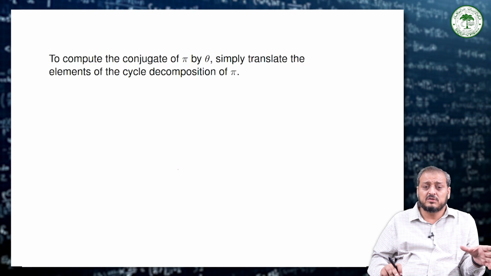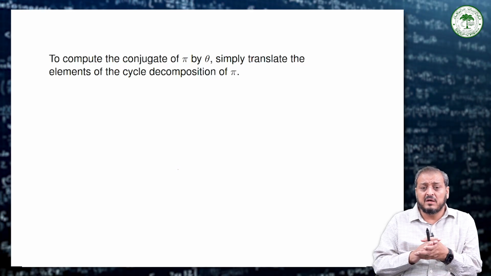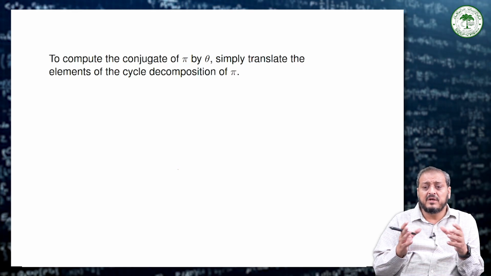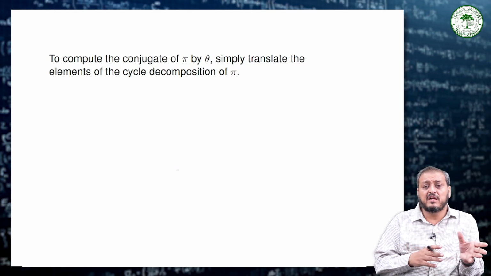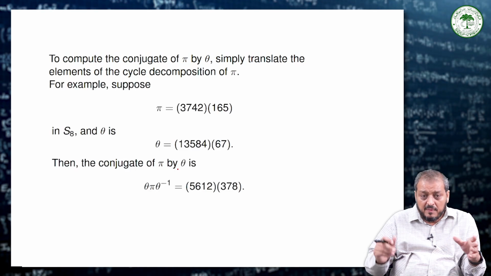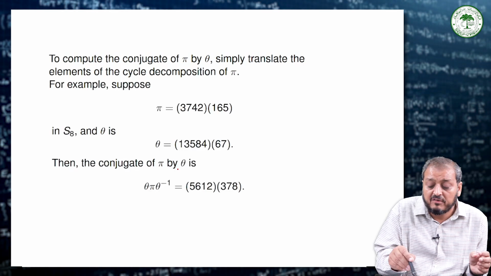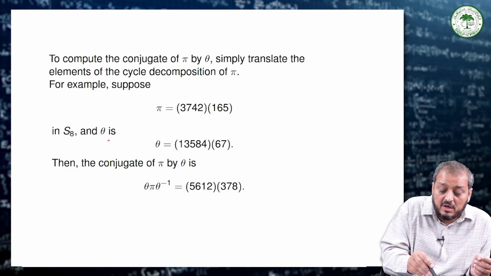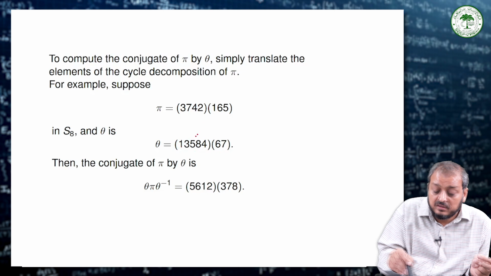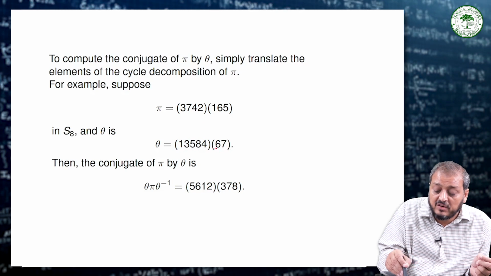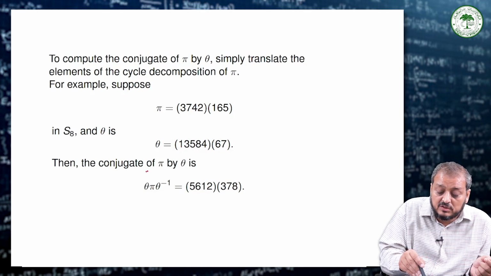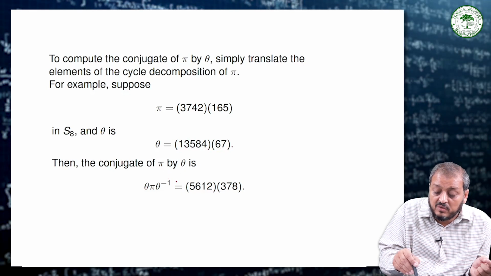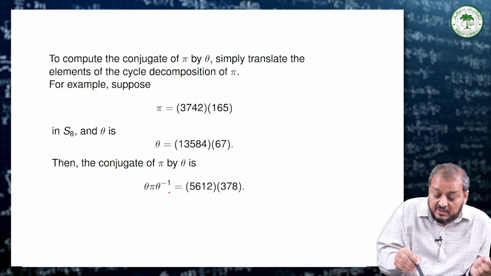Okay, so now to compute the conjugate of pi by theta, we simply translate the elements of the cycle decomposition of pi. For example, suppose we have pi equal to this in S8. Now we take theta in the form 1 3 5 8 7 6 7, and then the conjugate of pi by theta is theta pi theta inverse.